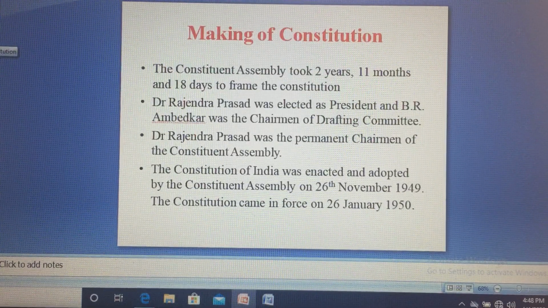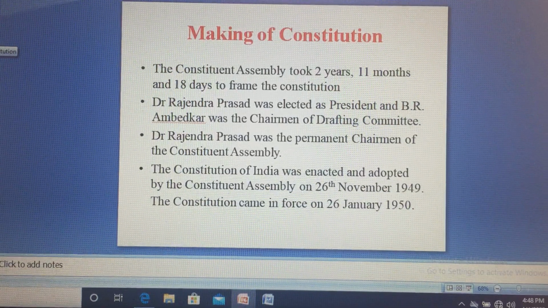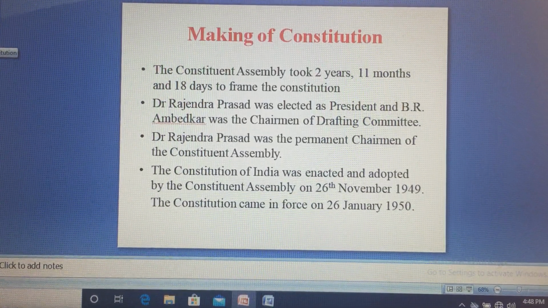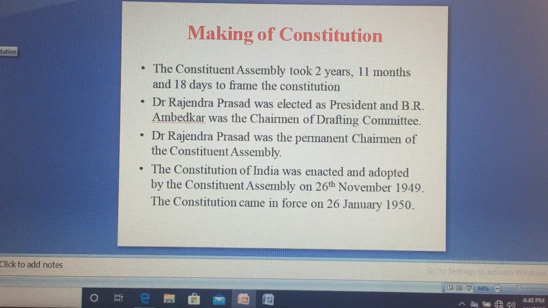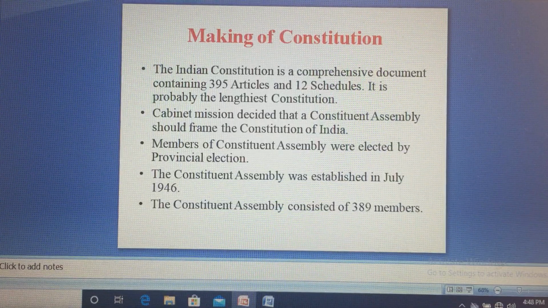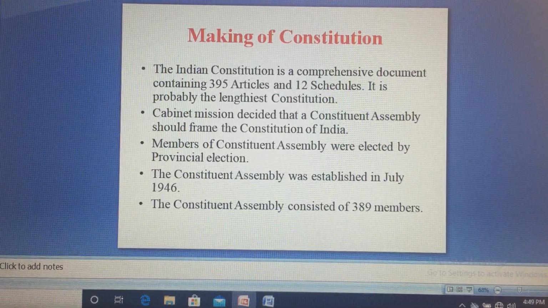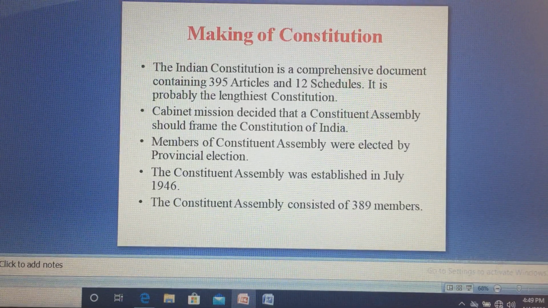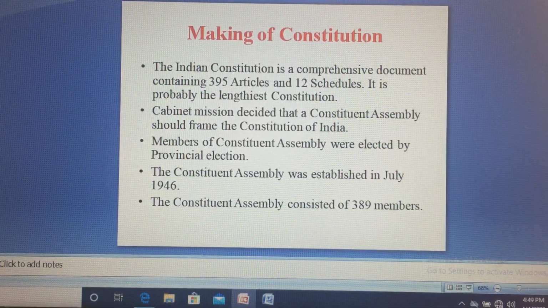Now today we'll start with the making of the constitution. These are some interesting and important facts which you should know about our constitution. The Indian Constitution is a comprehensive document containing 395 articles and 12 schedules, and it is probably the lengthiest constitution of the world.